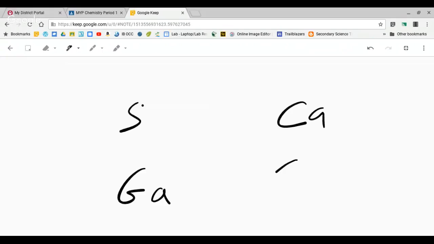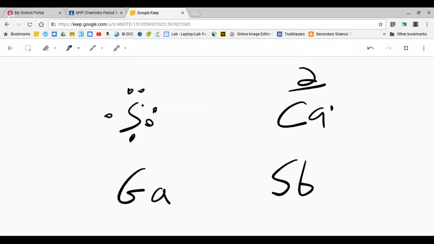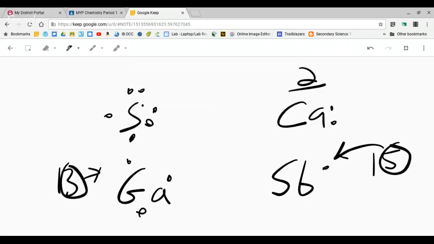All right, so starting over with the question, we got S, Ca, Ga, and Sb. We already said the S has 6 valence electrons. Ca is in group 2. That 2 tells you it has 2 valence electrons. Ga is over on the right side. It's in group 13. The 3 tells you it has 3 valence electrons. And antimony, or Sb, is in group 15. The 5 tells you it has 5 valence electrons. So which one has only a pair of them? It's Ca.